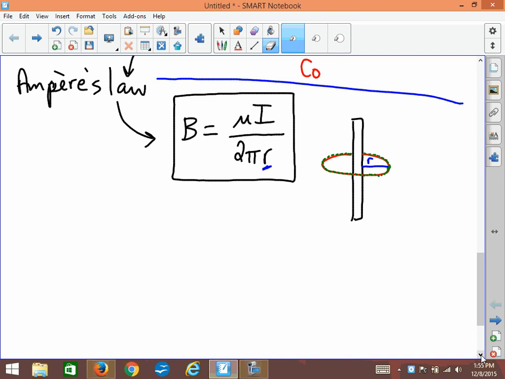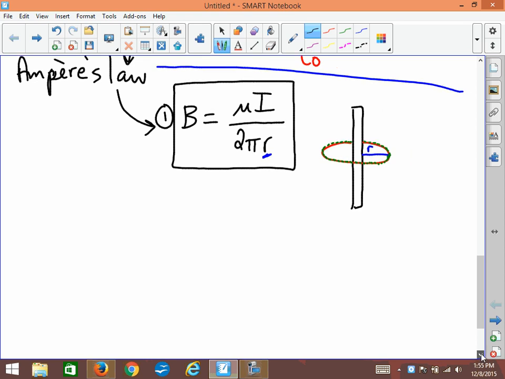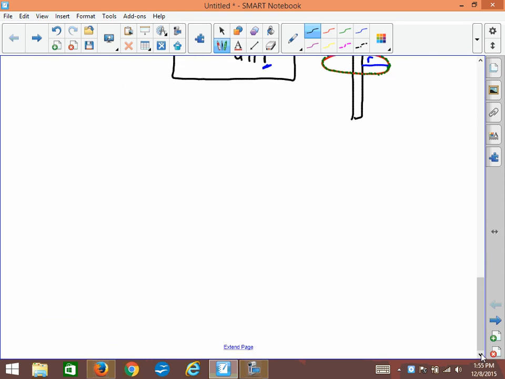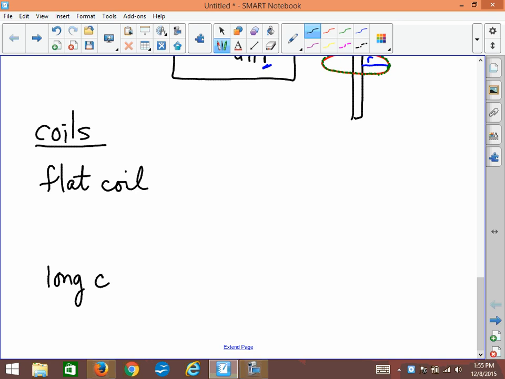So we have one here. I'll call this one number 1. Right, there it is. That's for a straight conductor, and it works pretty well. We can also take a conductor and we can twist it up into a coil. Now, there are two kinds of coils. So let's see what happens if we talk about coils. There are two kinds, basically. There's what we call a flat coil, right? And there's what we call a long coil. A long coil is also called a solenoid.